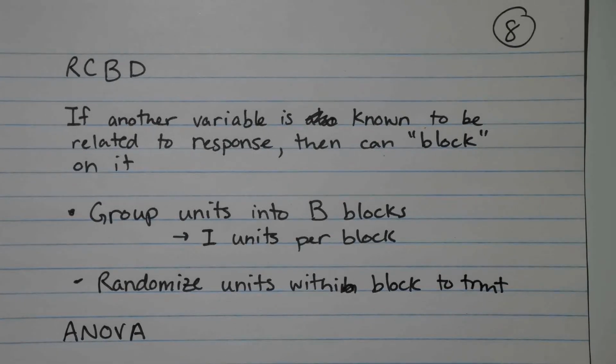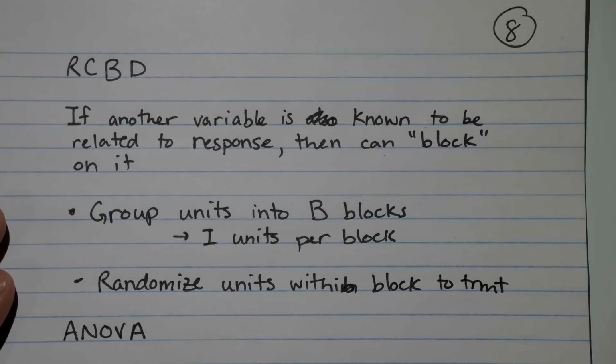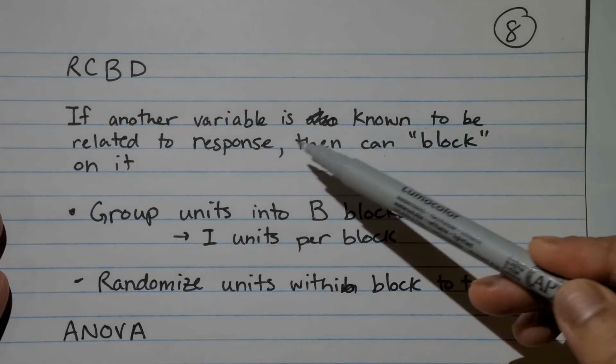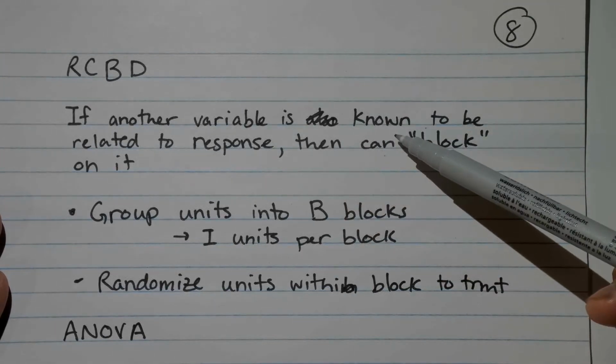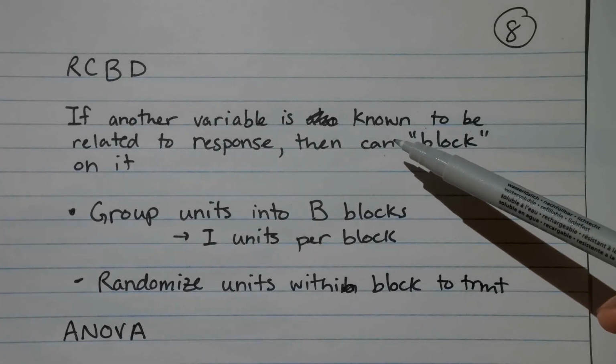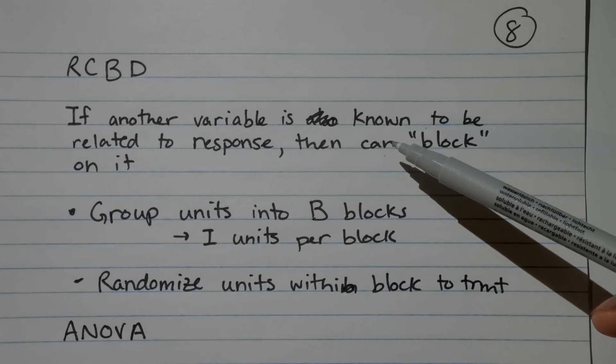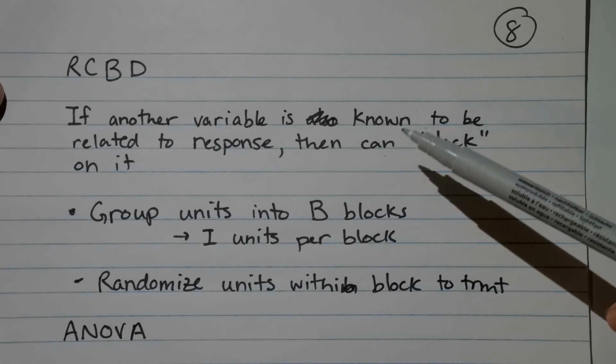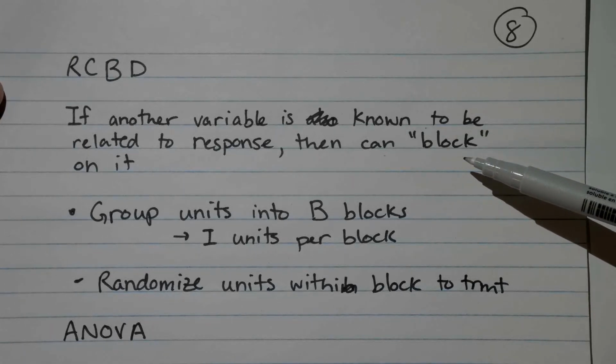Okay, so we've looked at this one-way analysis of variance, but what if we were interested in looking at the relationship between our response and this categorical variable, but there's another variable that is known to be related to the response. And so we know we should account for it in our model. Otherwise, if we see differences, we don't know whether it's because of our variable or because of this other variable. So what we can do is block on it.